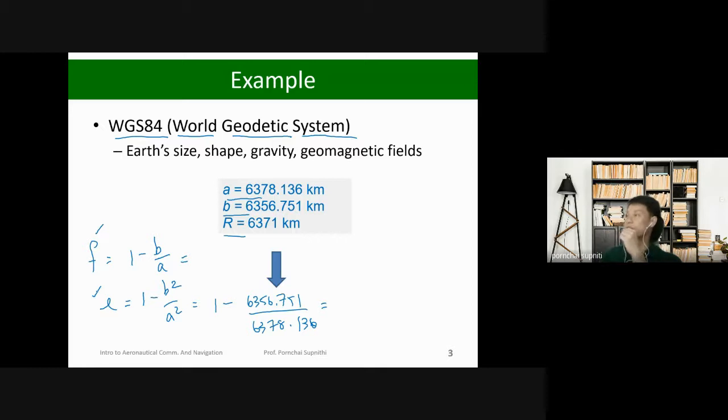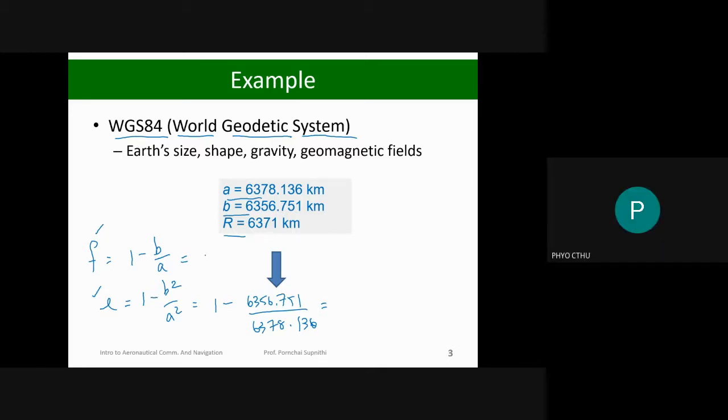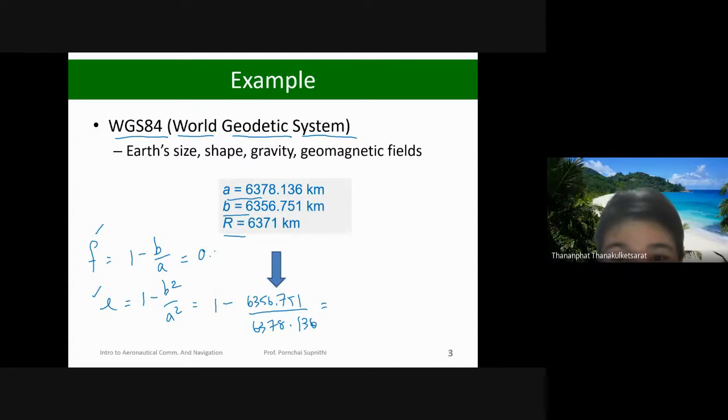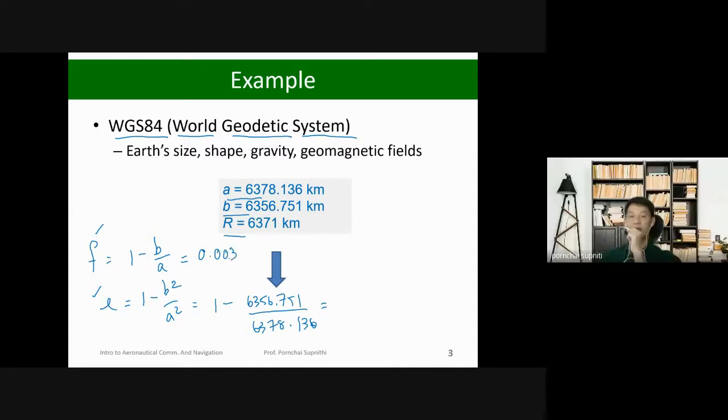So what do you get, G, for the flattening factor? I get 0.003. Yes or no, teacher? I don't know. I don't have a calculator with me. I just compute.